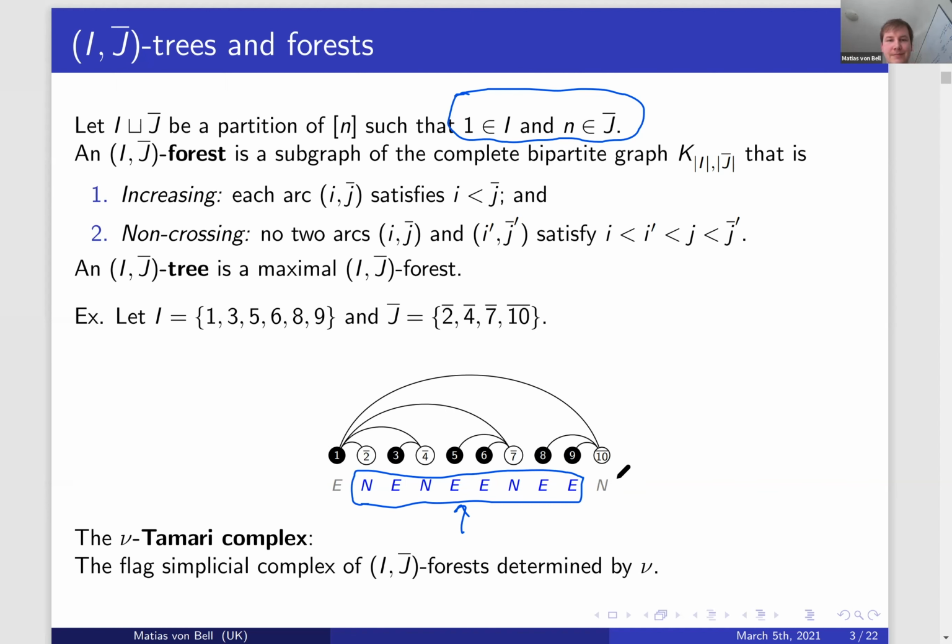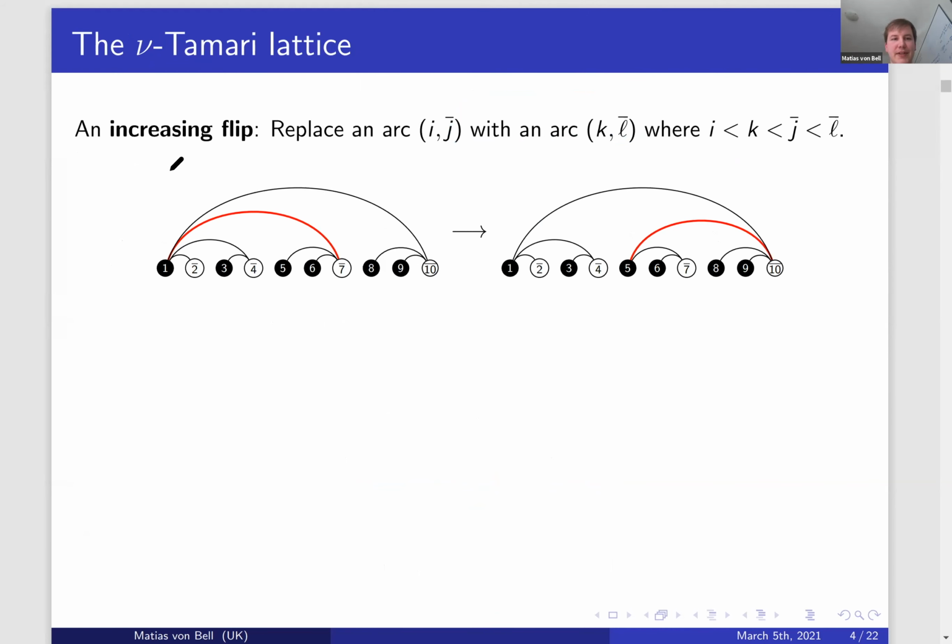Then also on these ij trees, we can define an operation called an increasing flip. So we flip one arc to an increasing arc. If we look at the left endpoint of these arcs, it's going to be a bigger value on the right. The left endpoint is a 5 here, and it's a 1 here. And you can flip an arc if you can do this operation and end up at an ij tree again, so that there are no crossings occurring.